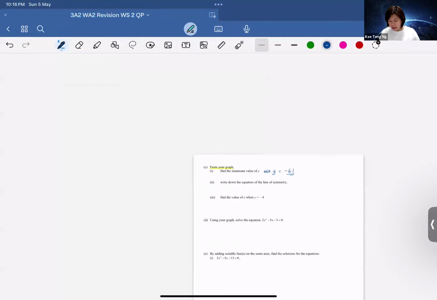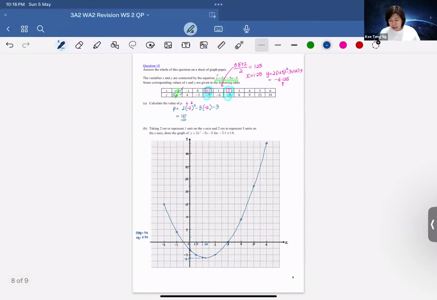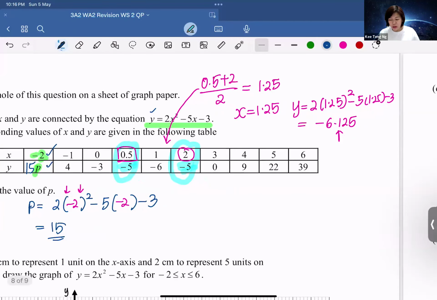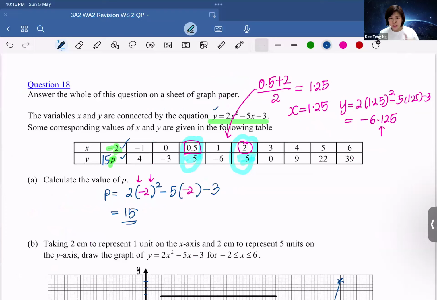Oh, one more point. This is our secret working, so we have to erase it away. During the exam, you have to erase all this working away, so you don't let the teacher know that you calculated the value.